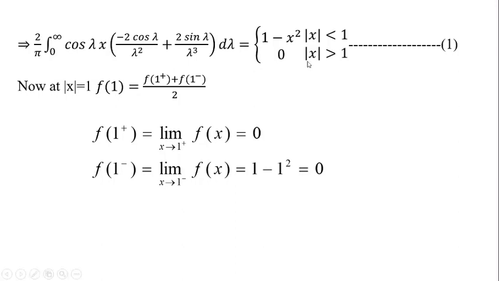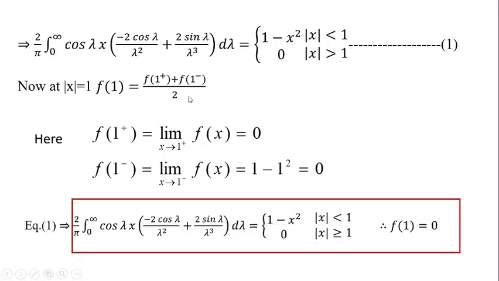1 minus means the value of x is less than 1. So this is the interval where x takes the value between minus 1 to 1. Here we will find that x is taking a value less than 1. So that's why f of x will be 1 minus x square. And then we put x as 1 over here. So 1 minus 1 square comes out to be 0. In this way we will substitute these two values in this formula. So what we will find is 0 plus 0, which comes out to be 0.